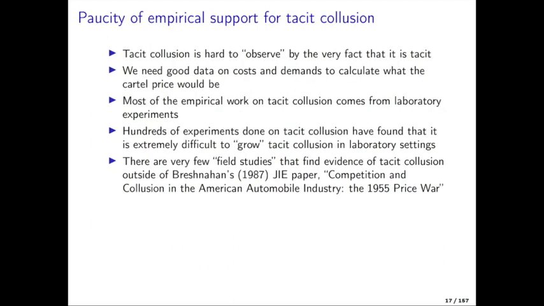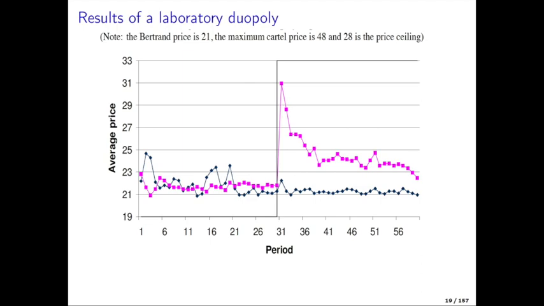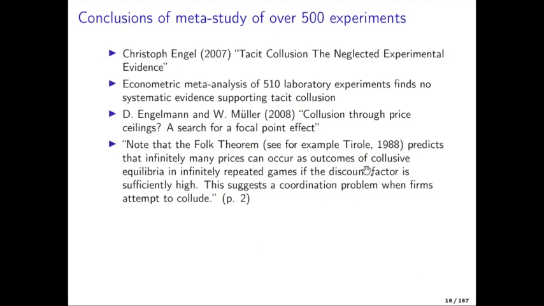And actually, it's really hard to find empirical support for tacit collusion, both in fieldwork and in laboratory experiments. There are several examples of that, and I'm not going to spend too much time on it. There's some work suggesting that the collusive price could be achieved through price ceilings, which could serve as a focal point.